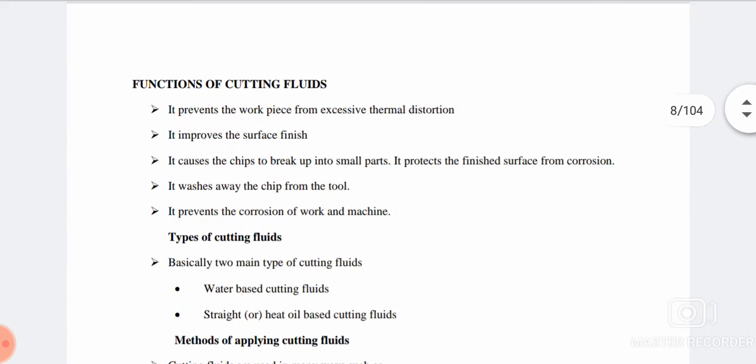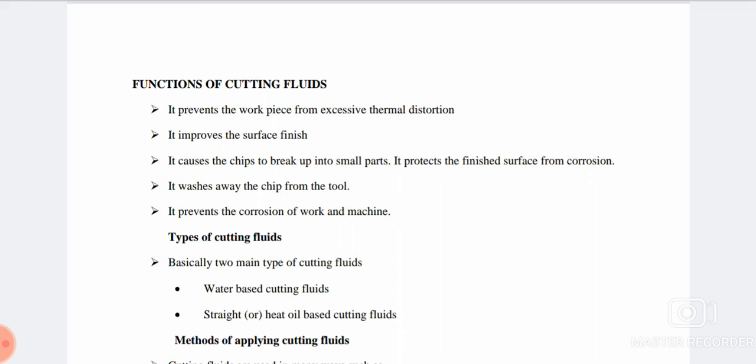Functions of cutting fluid. It prevents the workpiece from excessive thermal distortion. It improves the surface finish. It causes the chip to break into small parts. It protects the finished surface from corrosion. It washes away the chip from the tool. It prevents the corrosion of work and machine.